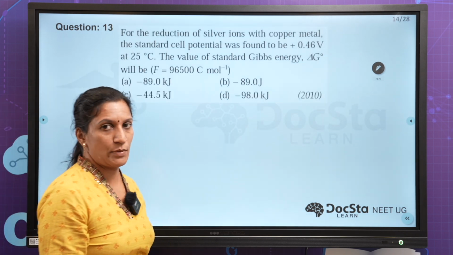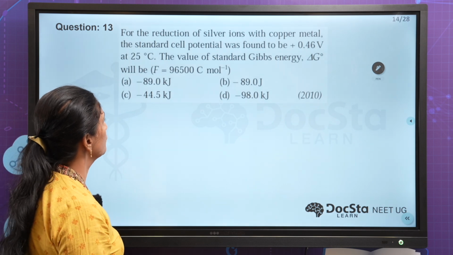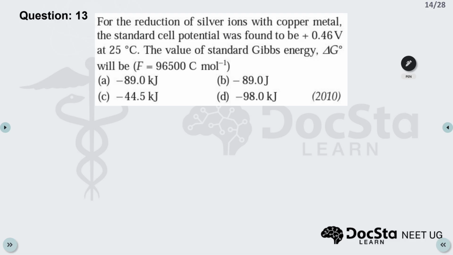Now we see the next question. For the reduction of silver ions with copper metal, the standard cell potential was found to be 0.46 volt at 25 degrees Celsius. The value of the standard Gibbs free energy, delta G0, is what is asked in this question.